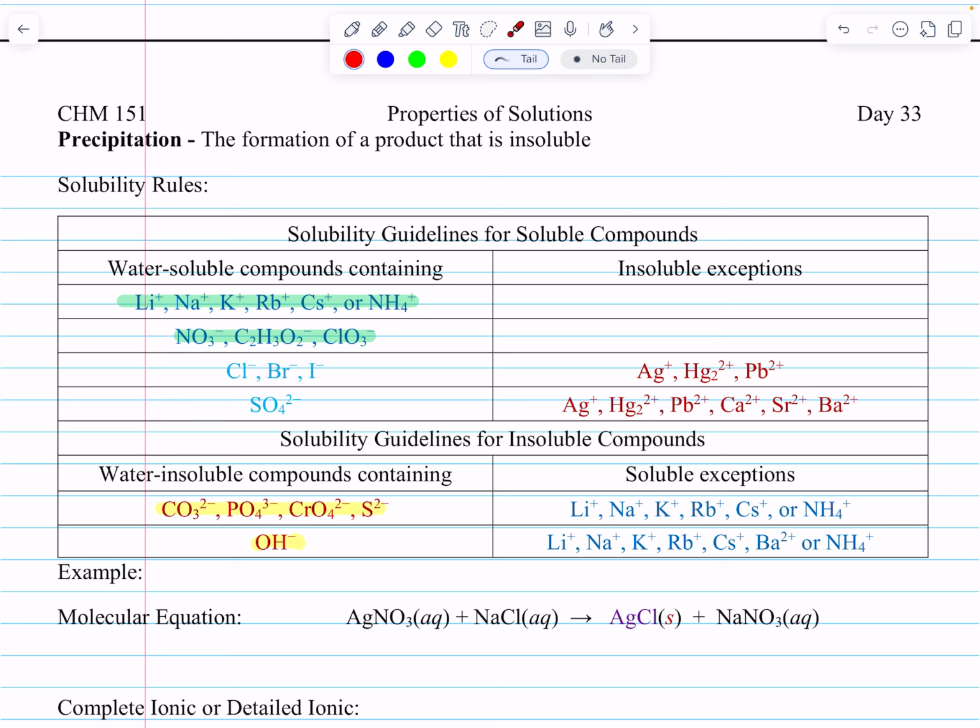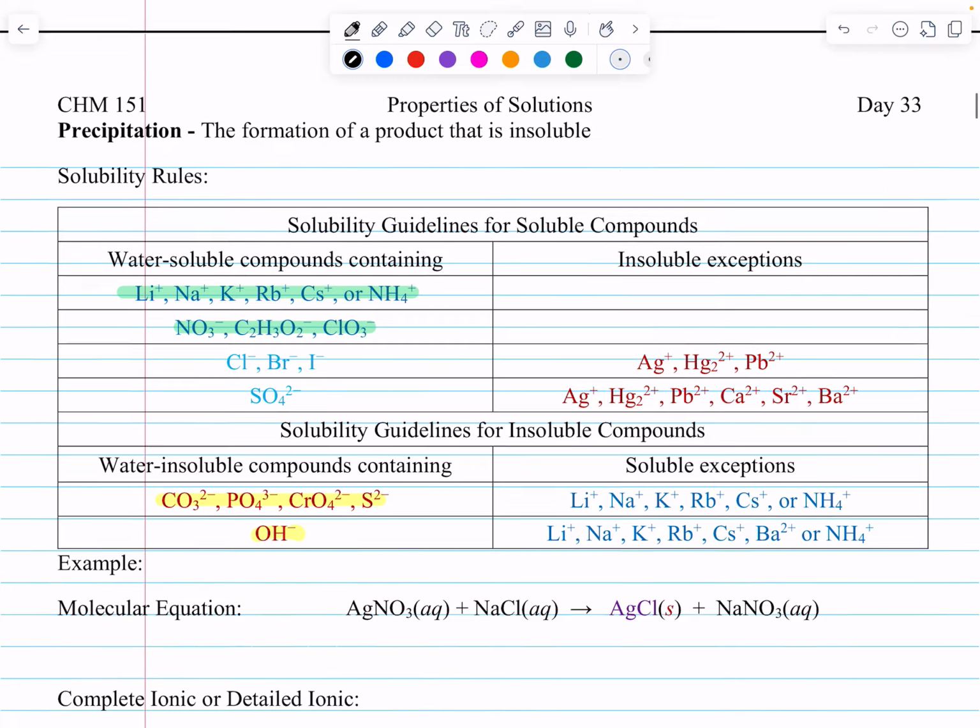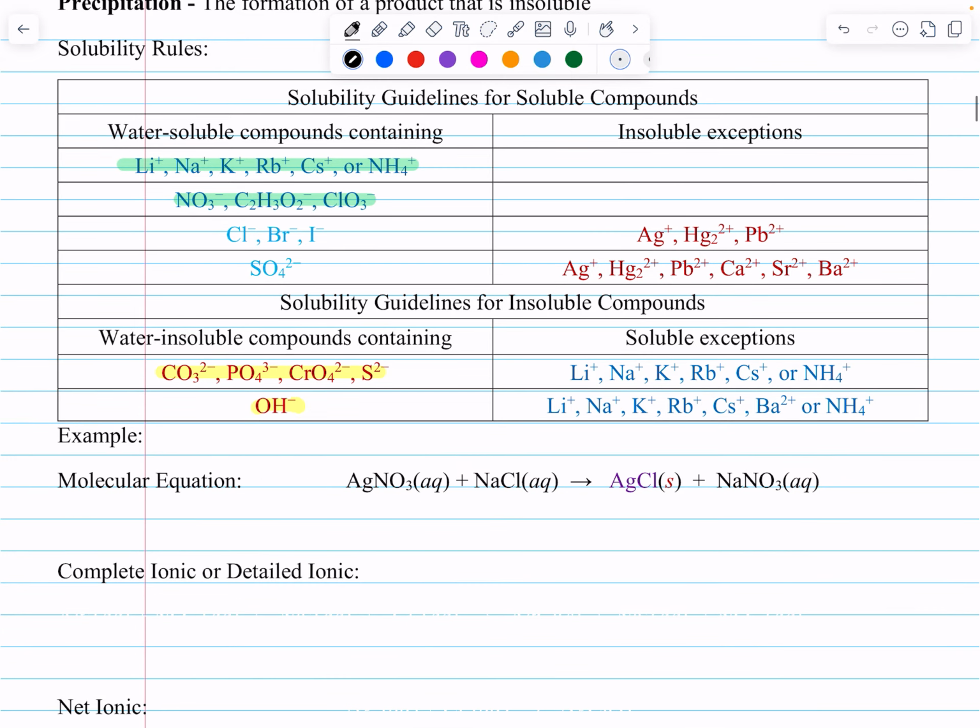And if you look in, you'll see it's balanced, right? 1 silver, 1 nitrate, 1 sodium, 1 chloride, 1 chloride. We're balanced. And there's your solid right there. All right. So that's your molecular equation. It's balanced. Good. How do we do the complete or detailed ionic equation?